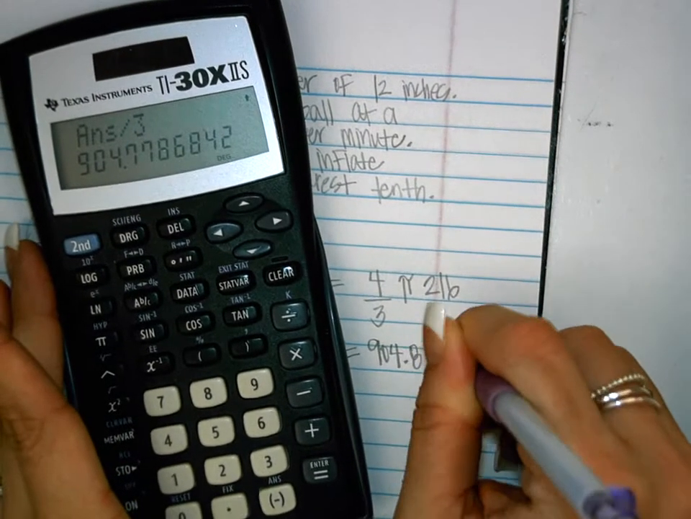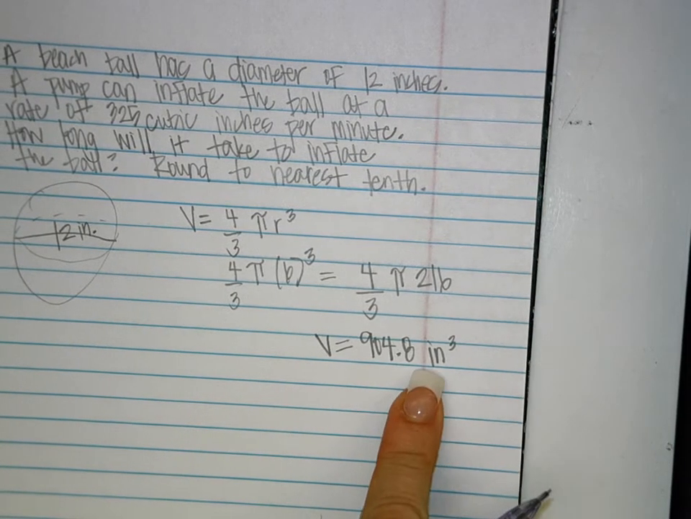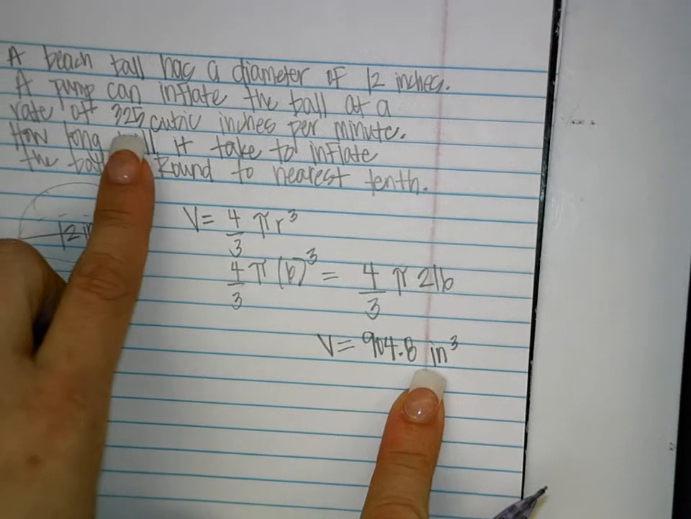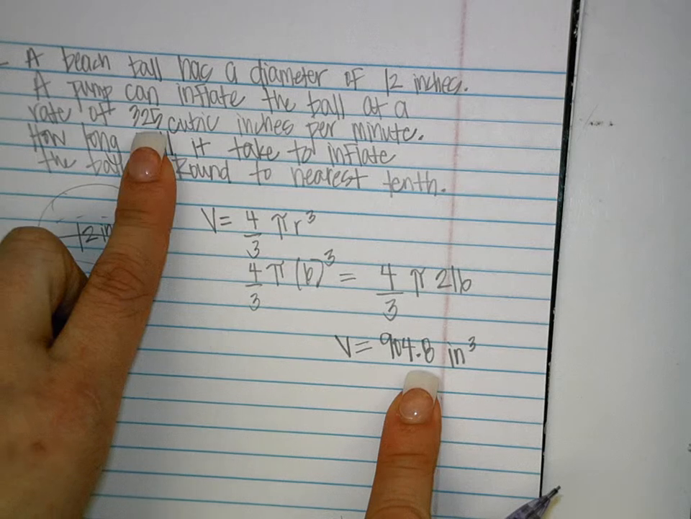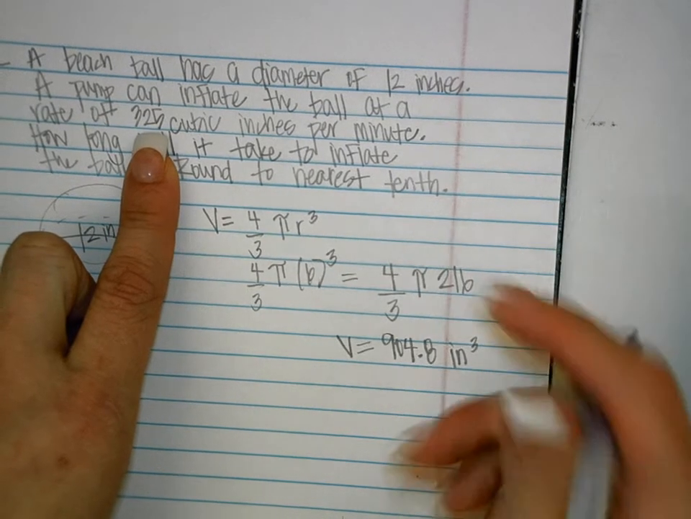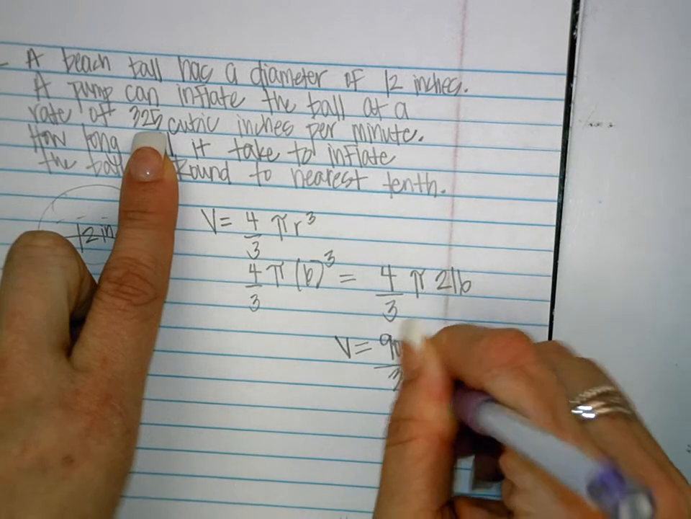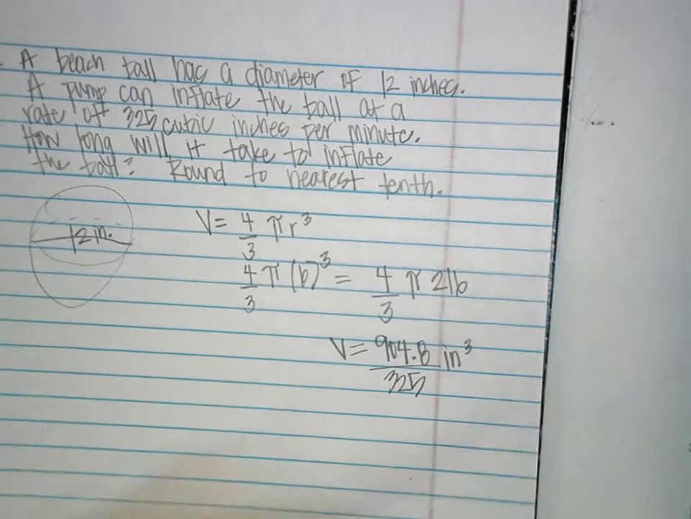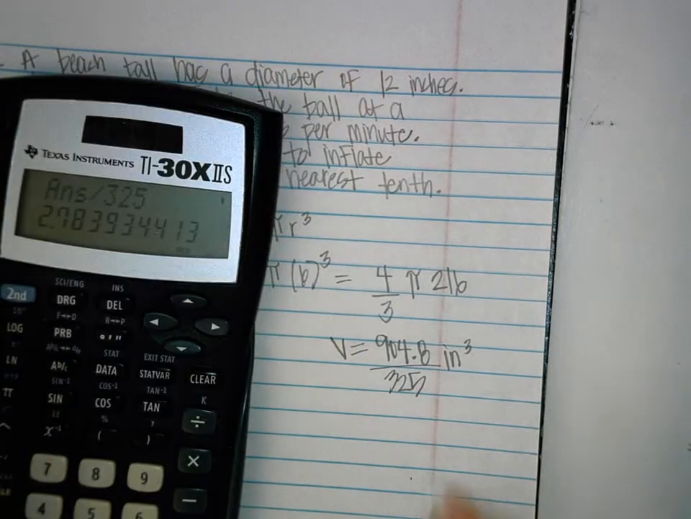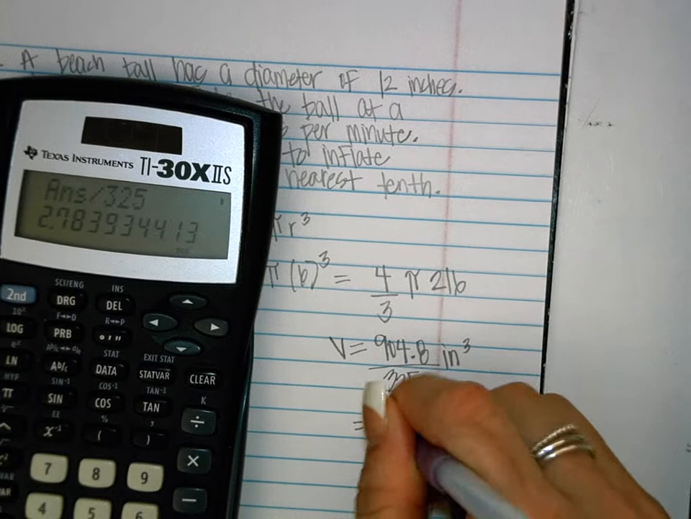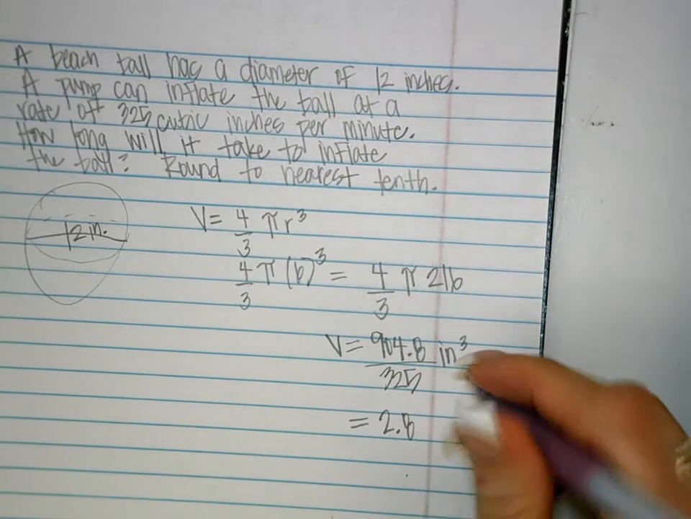Cubic inches, so inches cubed. Now to figure out how long it would take, if I need to inflate this much and this pump can do 325 cubic inches per minute, what do you do with these two numbers? Divide them. So divide the volume by how much it can do in 1 minute, so divided by 325. If you divide this by 325, you can use a calculator. We would get 2.8. It would take 2.8 minutes.